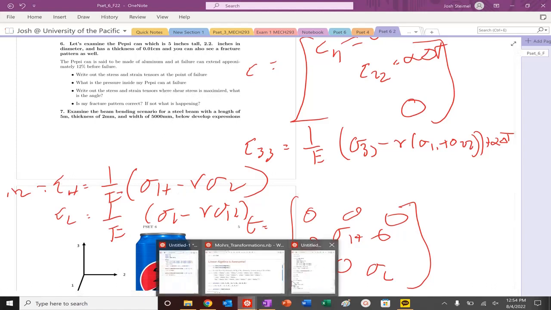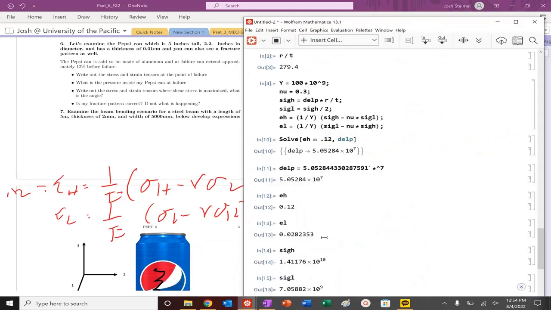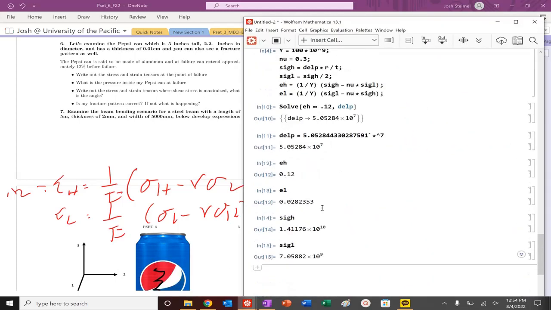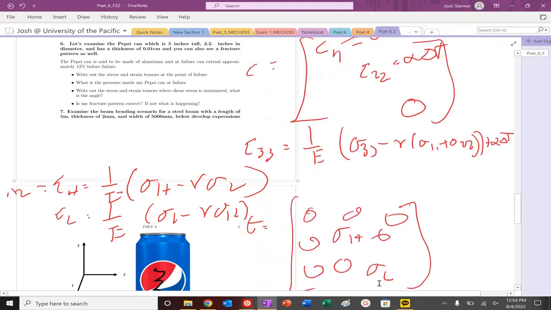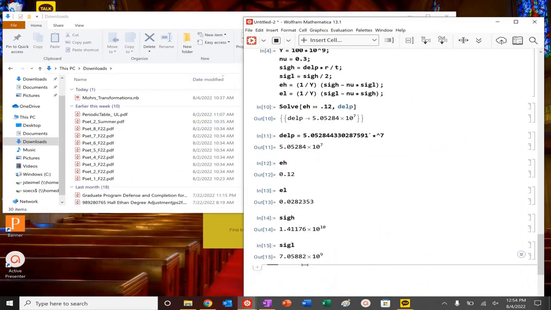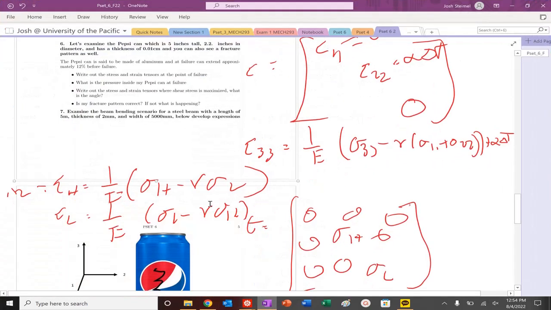We know the angle, because we're already in principal, is 45. We know that our principal stresses are sigma h, sigma l, and 0. So my maximum shear is always going to be sigma h minus 0, divided by 2. And voila. So it's just basically sigma l is always going to be that.